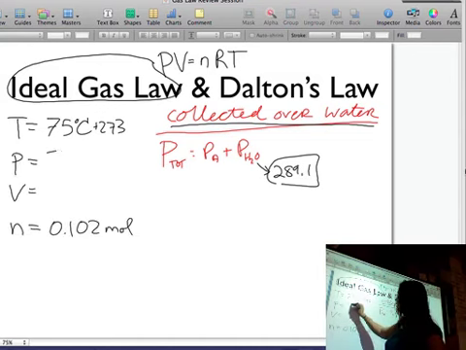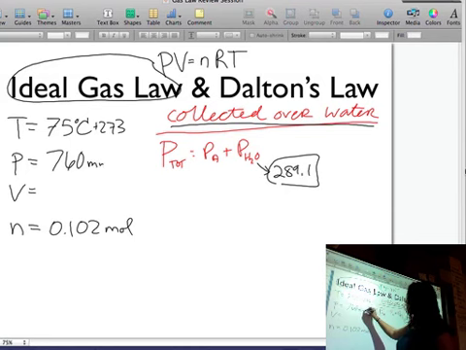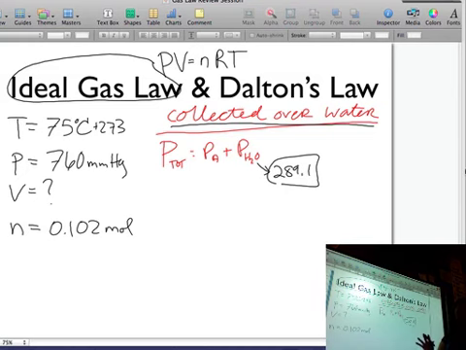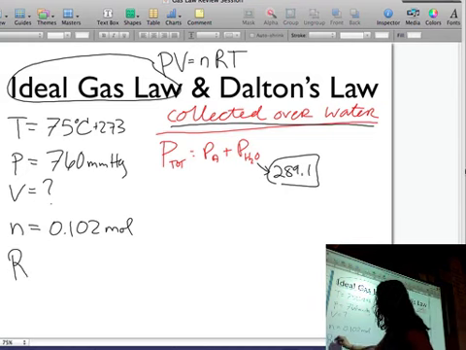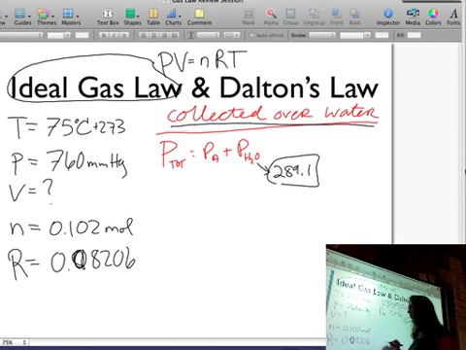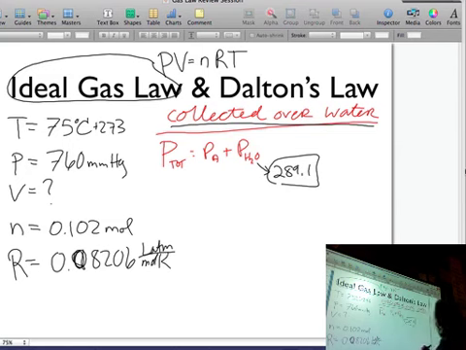Let's just go with 760. Perfect number. Now we're trying to find volume. What's R, by the way? 0.08206 L atm over mol K, liters, atmospheres, over moles Kelvin. Okay. 289.1. What are the units on this?